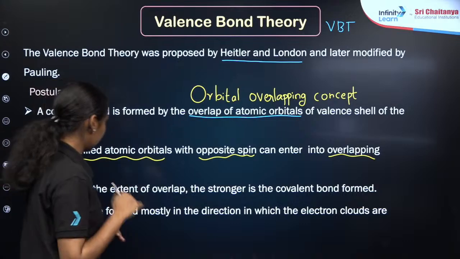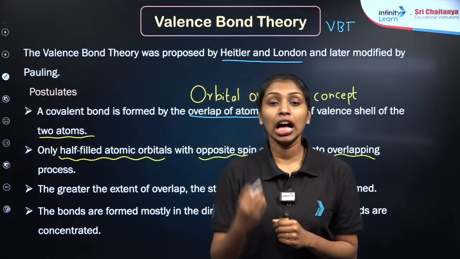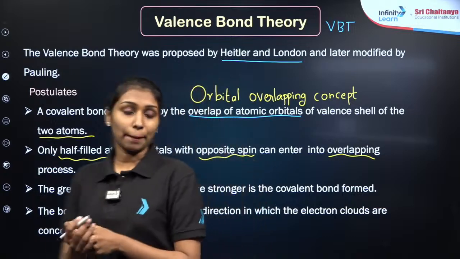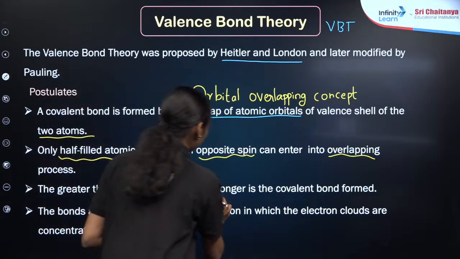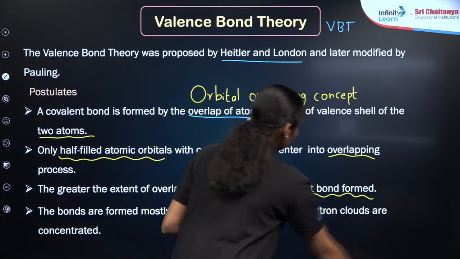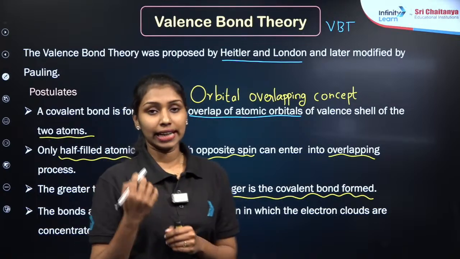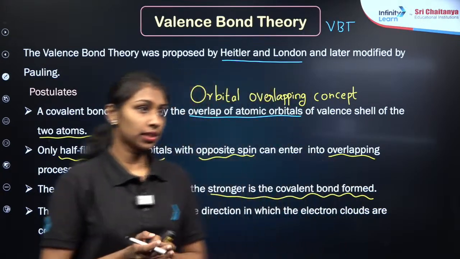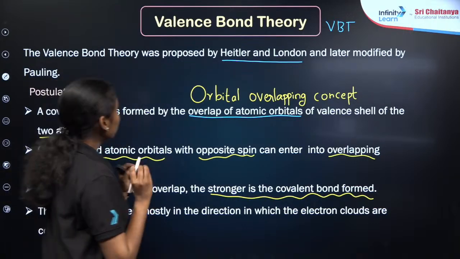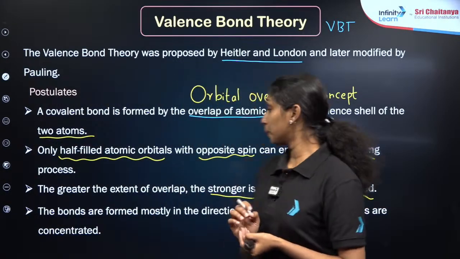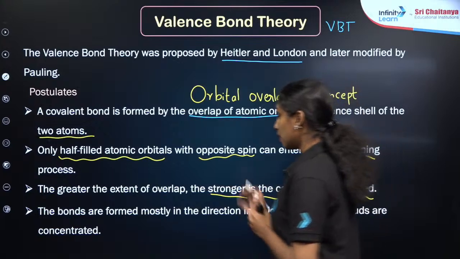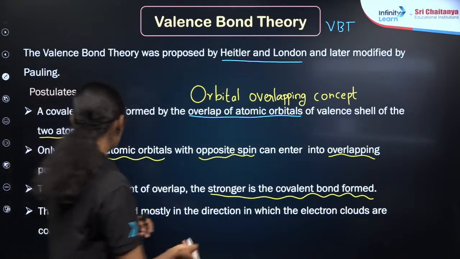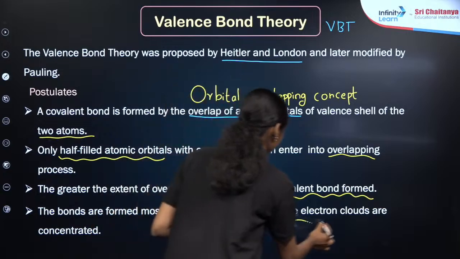Then here we have to identify how the overlapping affects the bond. The greater the extent of overlapping, the strength of the bond also increases. What is the third postulate? The greater the extent of overlapping, the strength of the covalent bond formed also increases. Then the last point of the valence bond theory is that the bonds are formed mostly in the direction in which the electron clouds are concentrated.